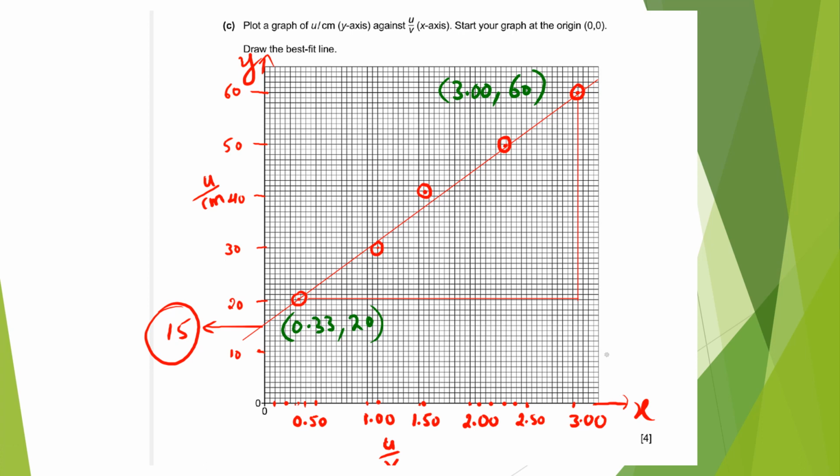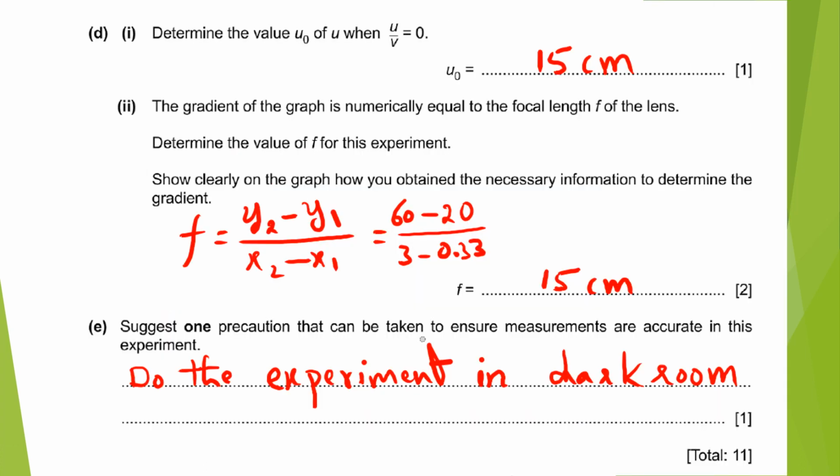So let us see the next question. When our graph is given, obviously there will be a question to find the gradient. To find the gradient, y2 minus y1 by x2 minus x1. Let us see. Part D.